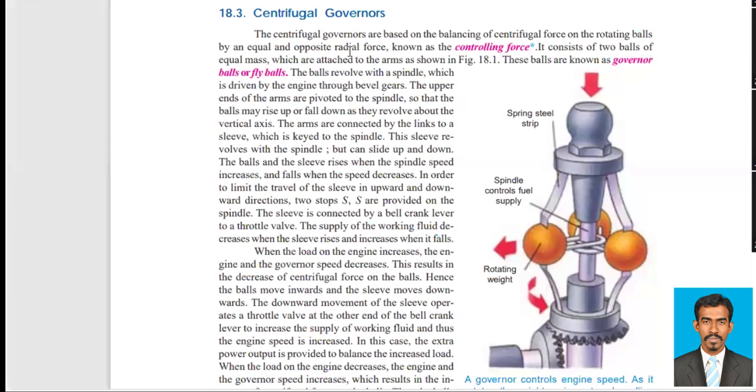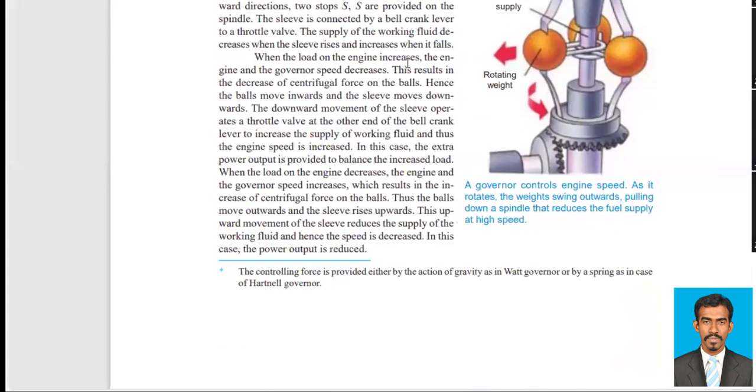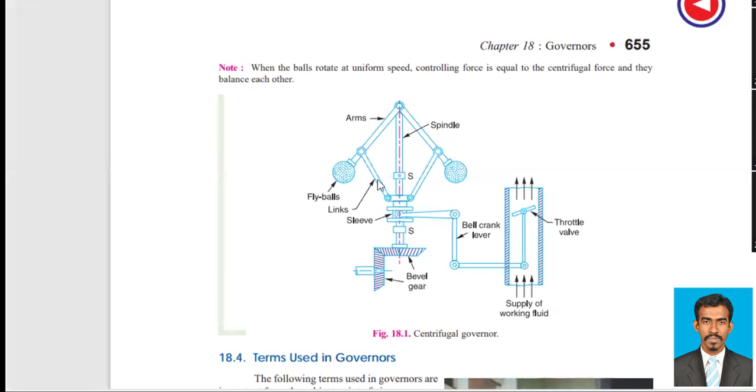It consists of two balls of equal mass. As you can see, there are two balls which are attached to the arms as shown in this figure. So these are the arms, and these two balls are attached to the arms, and they are of equal mass.